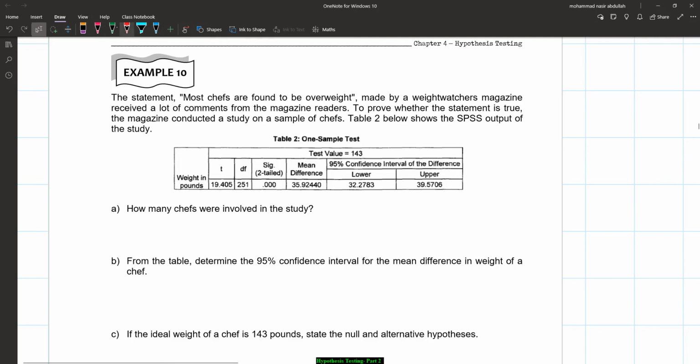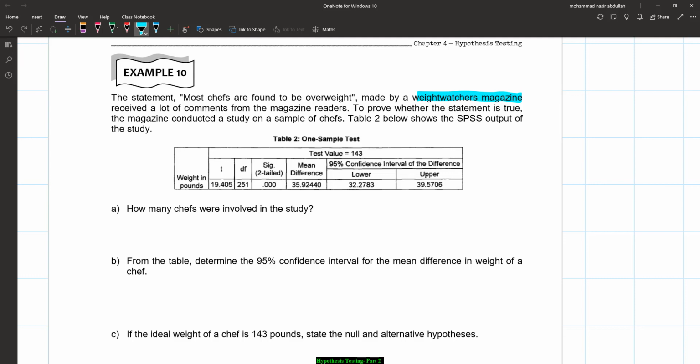Right, chef 1 tak overweight pun. Right, made by Weight Watcher. Oi, ada Weight Watcher. Receive a lot of comment from the magazine reader. So to prove whether the statement is true, the magazine conduct a study on a sample of chef. Right, table 2 shows SPSS output of the study.